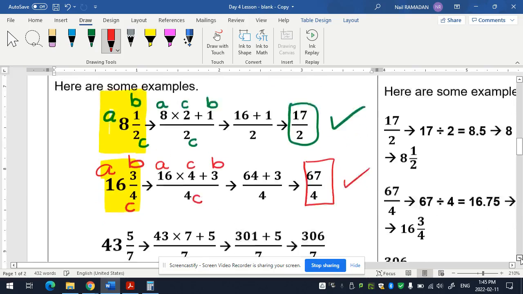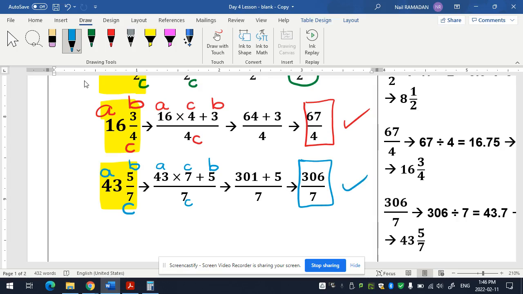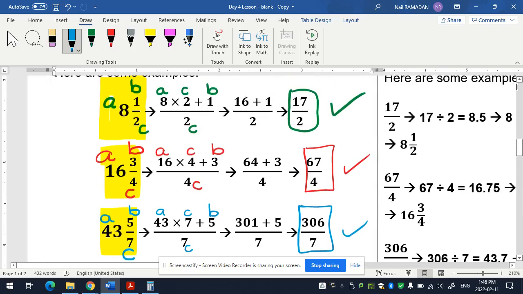And finally, this one. So A must be 43. B must be the 5. C must be the C. So it's A times C plus B over C, which we again proved with decimals, that this one is the same. It will never change. Every single time it's like that.